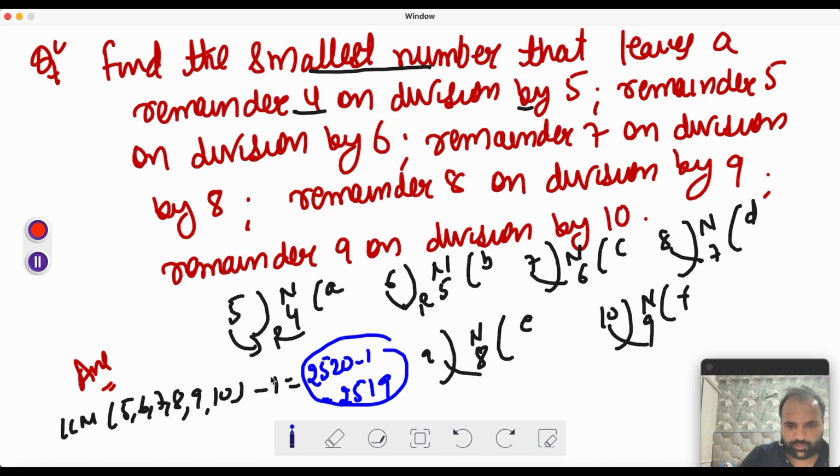We can prove this as well. It's not that you cannot prove it, simply you can prove it as well. Okay, so let me just now prove this. Okay, I'll erase this question and I'll simply prove it now.